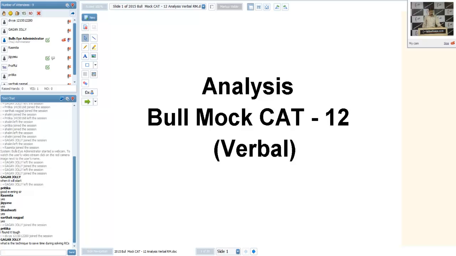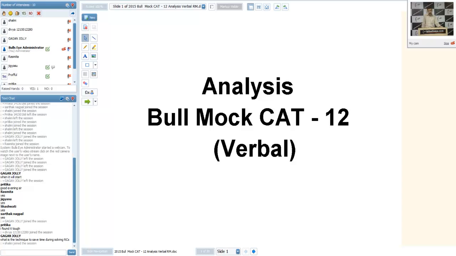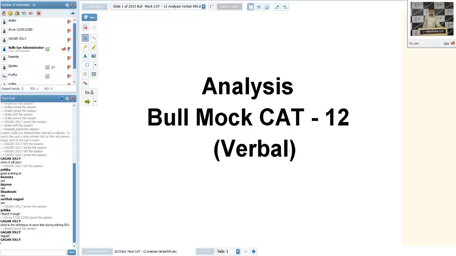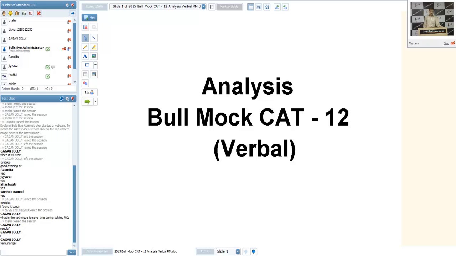Gagan Jolly, you're asking what is the technique to save time while solving RCs. Gagan, first of all, are you an online student only, or are you a regular student? Gagan, you are a regular student. Sector 8 Chandigarh, which particular center are you from? Okay, Gagan, did you attend this RC session?